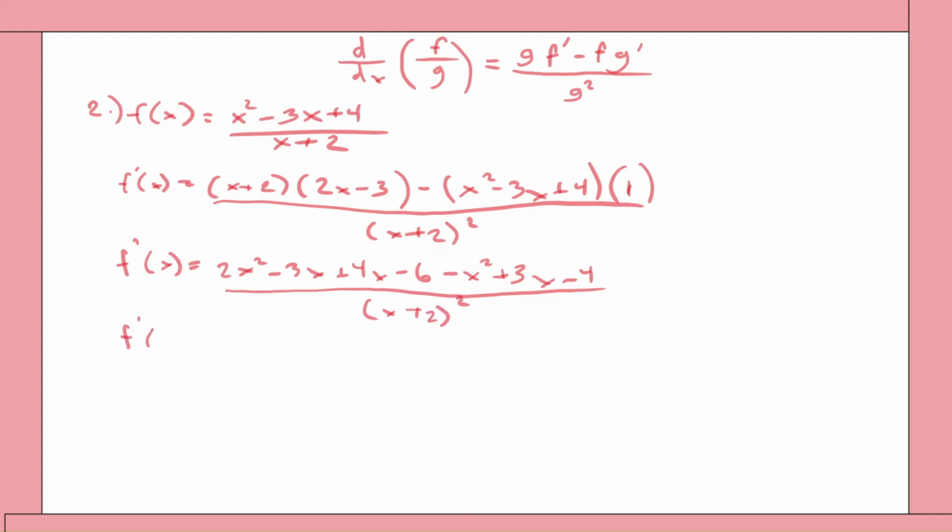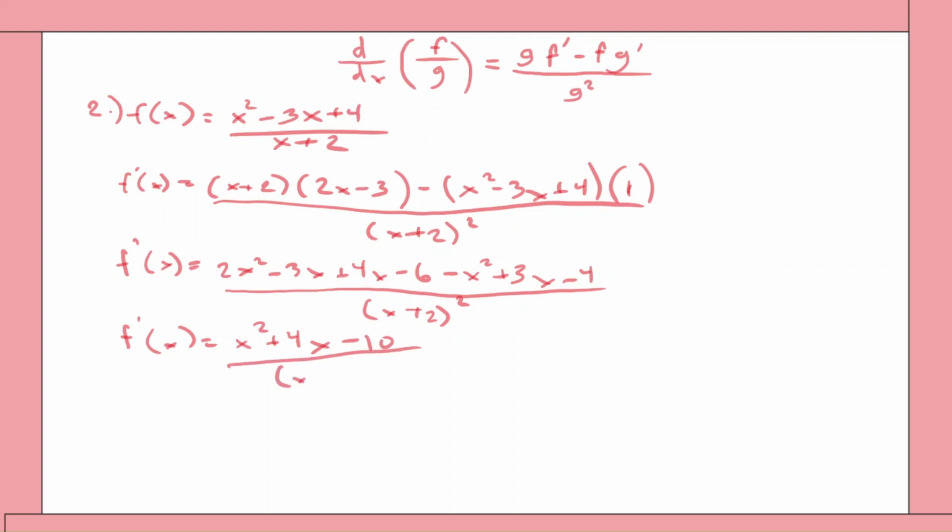Okay, all right, now we're just going to simplify it. We have a 2x squared and a negative x squared, so that turns into an x squared. Then a negative 3x, a 4x, and a positive 3x give us 4x as the term. And then we have this negative 6 and negative 4, which just become negative 10.